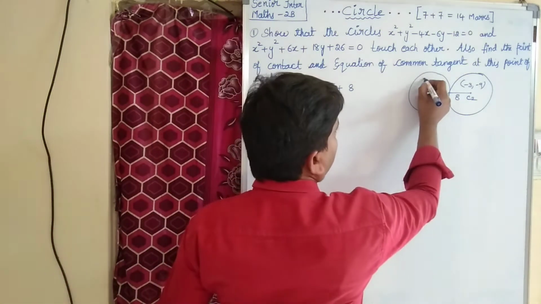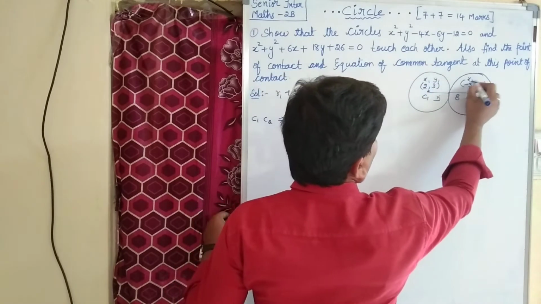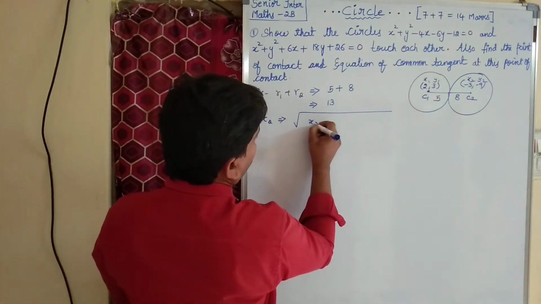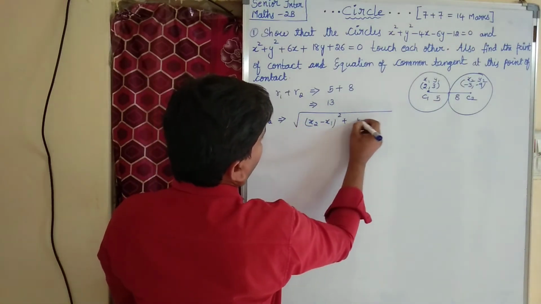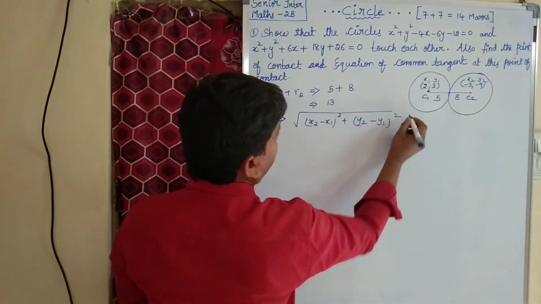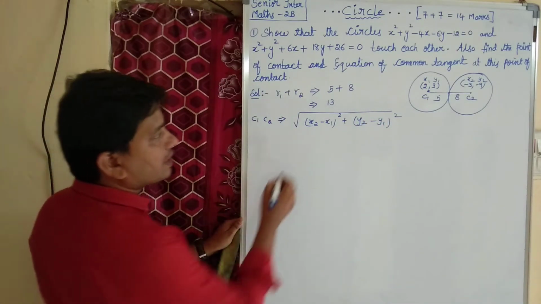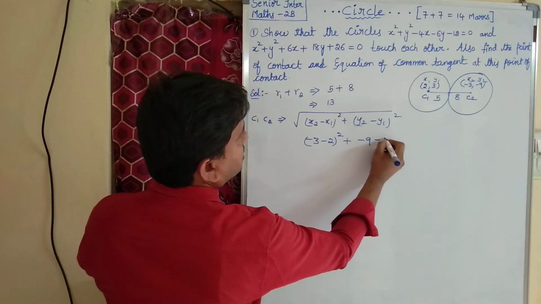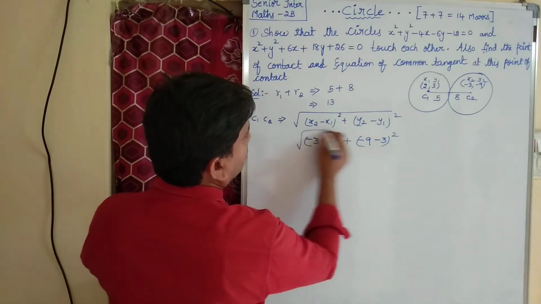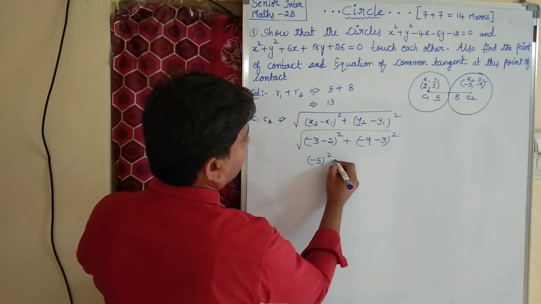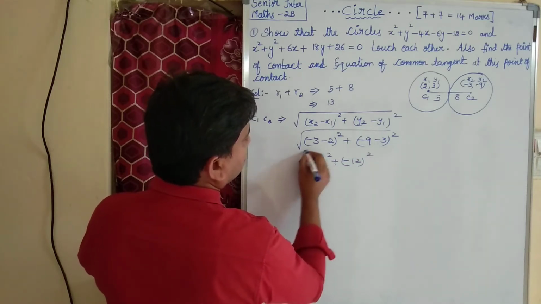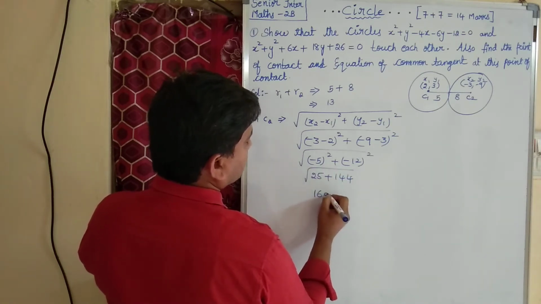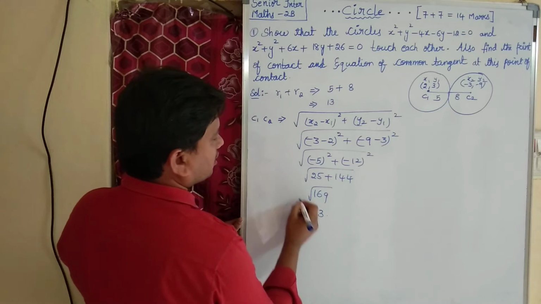So we call it x1 y1, and x2 y2. Distance between 2 points formula: root over x2 minus x1 whole square plus y2 minus y1 whole square. So x2 value -3, x1 value 2, -3 minus 2 whole square, y2 value -9, y1 value -3 whole square. -3 minus 2 is -5 whole square, -9 minus -3 is -12 whole square. 5 square 25, 12 square 144, which is equal to 169. Square root of 169 is 13.